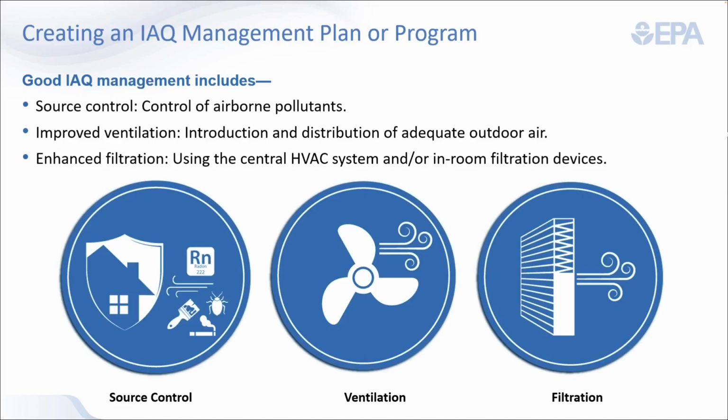In general, a well-designed indoor air quality management plan includes control of the sources of airborne pollutants, improved ventilation, introduction and distribution of adequate outdoor air, if needed, providing enhanced filtration by using the central HVAC system and/or in-room filtration devices. The speakers today will focus on how ventilation and filtration can help reduce exposure to airborne viruses and bacteria.